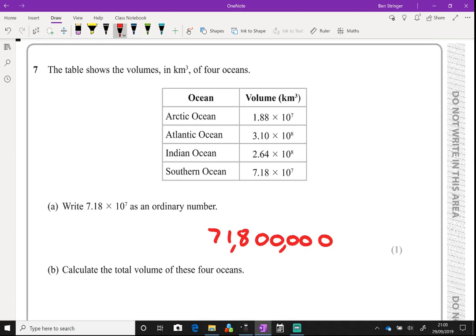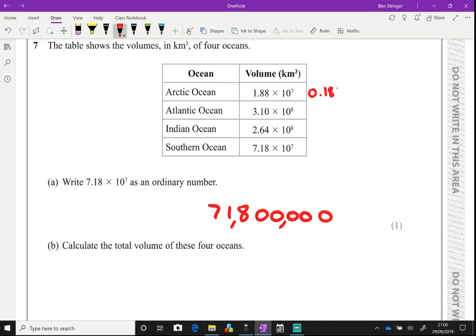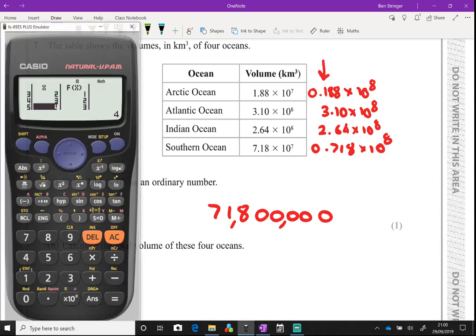Calculate the total volume. Well, I need to add this volume to this volume to this volume to this volume. I'd just like to point out, if we make this 10 times bigger, make that 10 times smaller, this is 0.188 times 10 to the 8. I'm just going to make them all the same unit in base 10, so they're all to the power of 8. You don't have to, you could just put all of these 4 into the calculator. 0.718, make that 10 smaller, make this one 10 bigger. And then if you've got the same unit, you could just add up all of these numbers here.